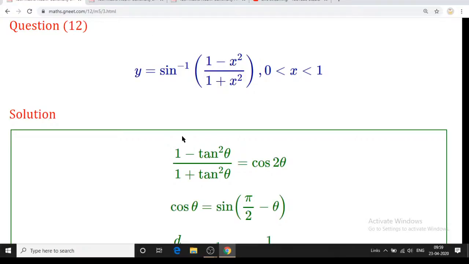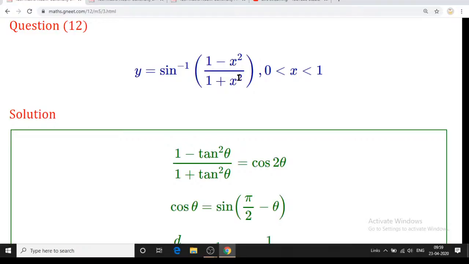For that, we will assume that x is tan square theta, because we know that (1 minus tan square) upon (1 plus tan square) is cos 2 theta. So when I replace, what will I get? Sine inverse of cos 2 theta. Since in trigonometry we have studied sine inverse, the next part should be in terms of sine. But I will get it in terms of cos.